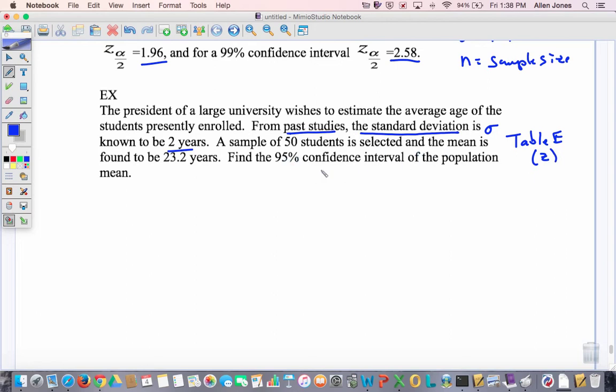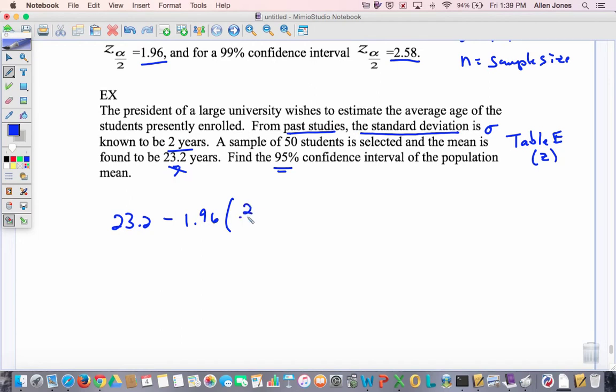A sample of 50 students is selected and the mean is found to be 23.2. Find the 95% confidence interval of the population mean. So once again, our interval is our sample mean, which is 23.2. There's our X bar right there, sample mean, minus our z-score for 95%, which is 1.96.